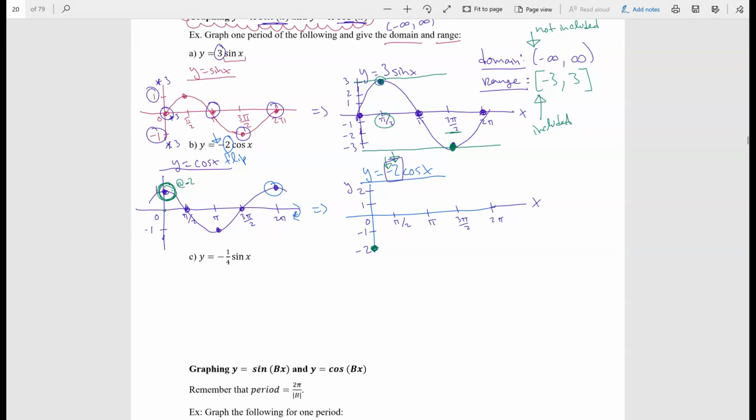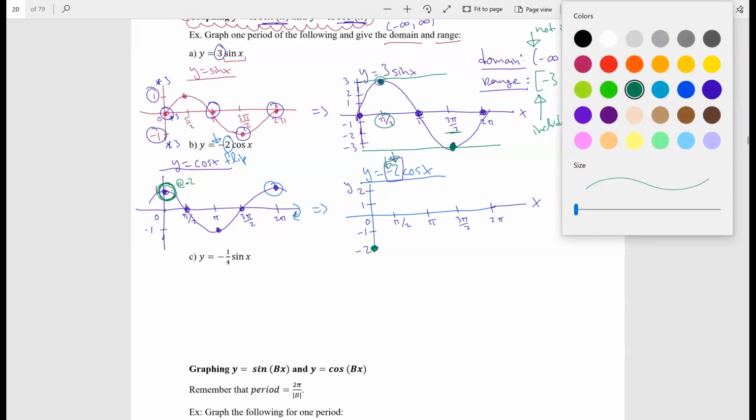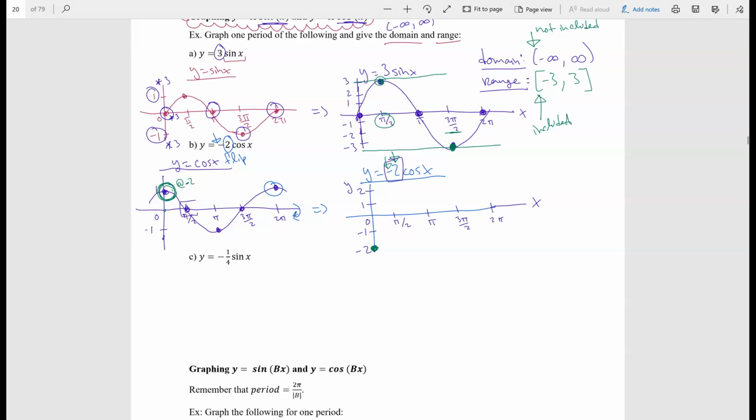What about at pi over 2? At pi over 2 right here, this guy is going to be multiplied by 2. Notice that when I multiply this by 2, it's still going to be 0. When I flip it, it's still going to be 0. So that guy stays the same.